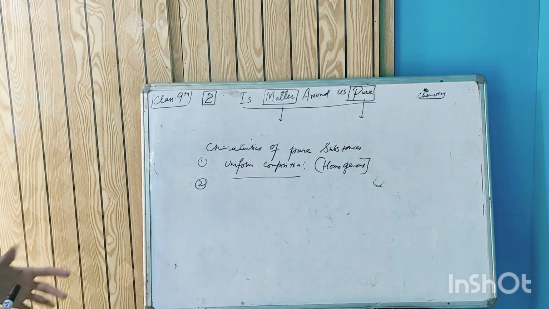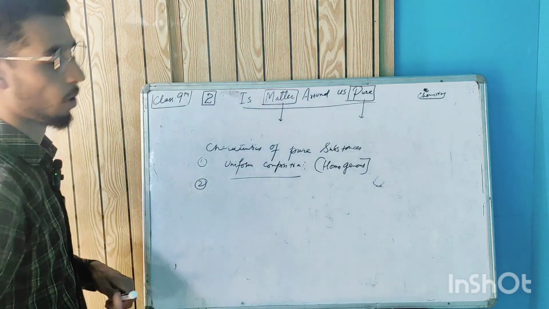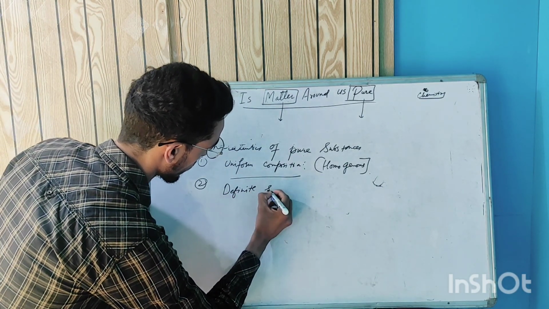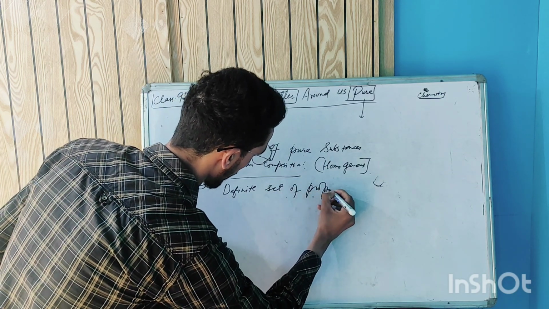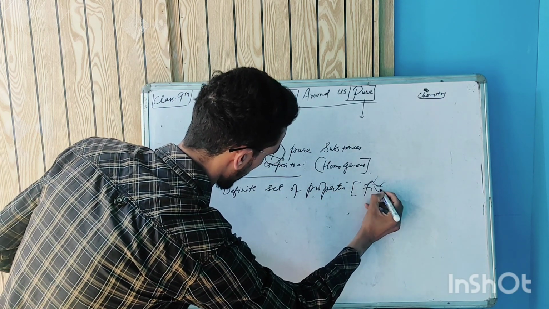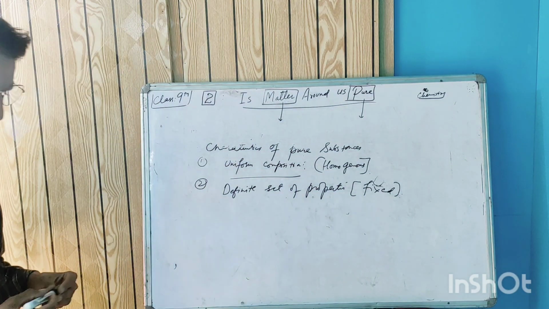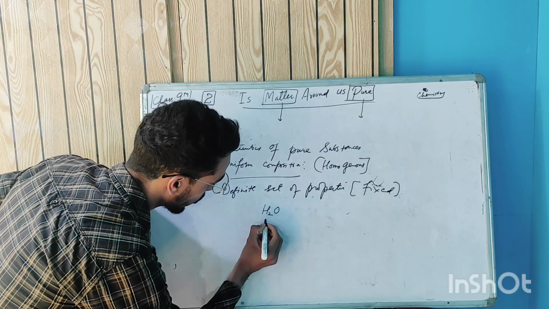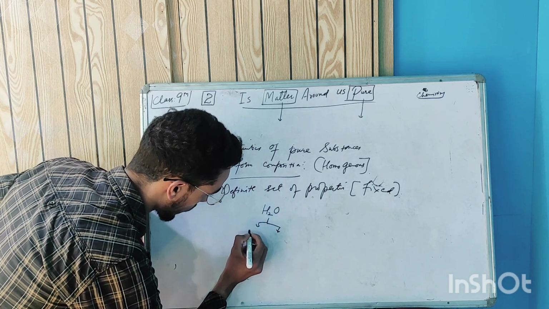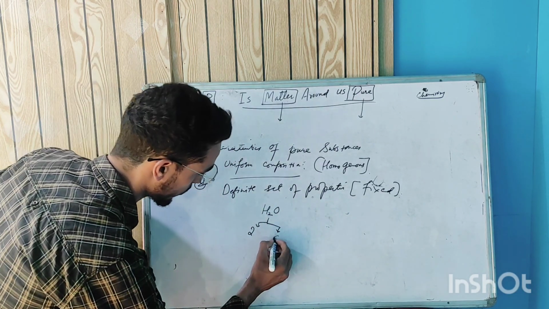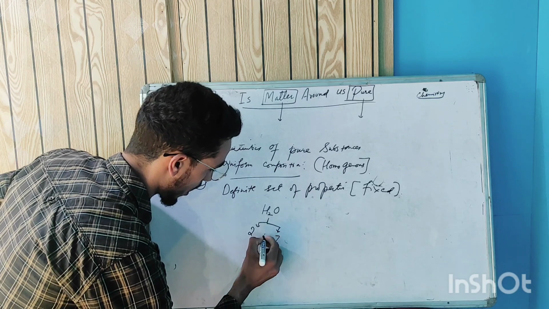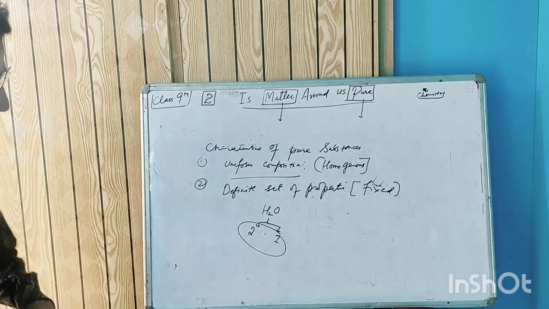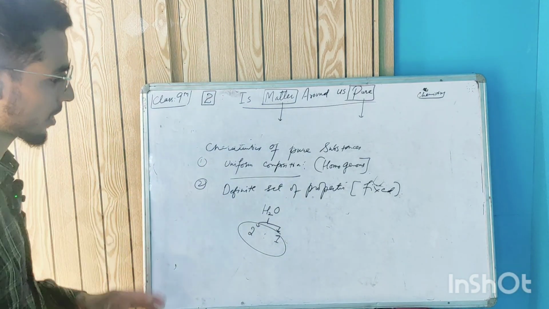The second characteristic is that they have a definite set of properties. Their properties are fixed. For example, let's take water. Water is formed when 2 moles of hydrogen and 1 mole of oxygen combine in a fixed ratio. Because of this fixed ratio, they have a definite set of properties.